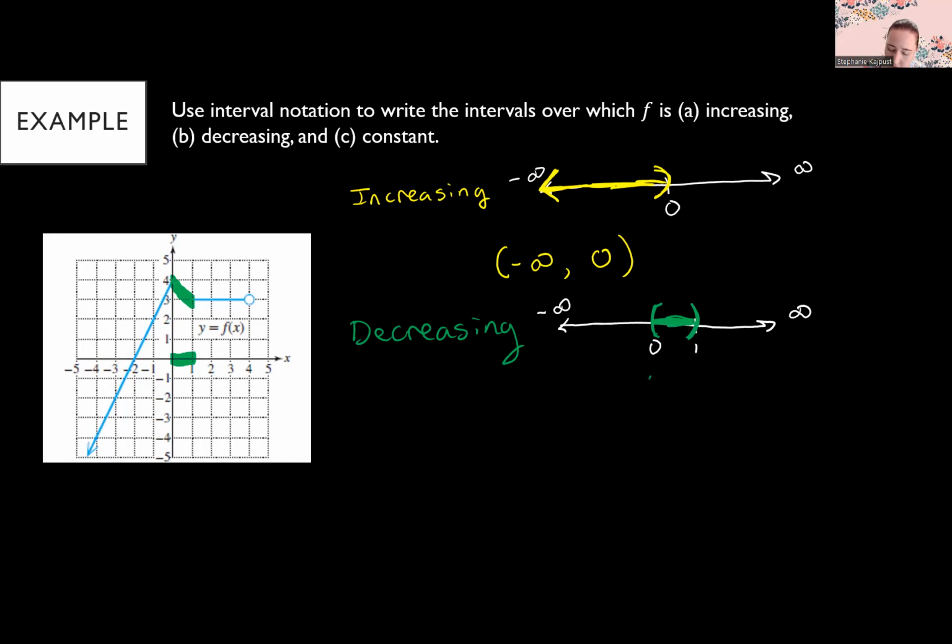So between 0 and 1, this is decreasing. And again, we're always looking at the x values. What is happening to the y? Where is it decreasing on the y? And then we want to know what x values that occurs for. So that is decreasing. And then let's do constant.